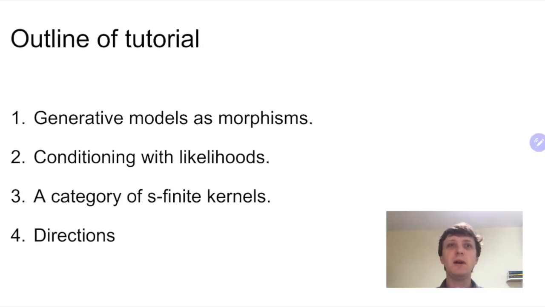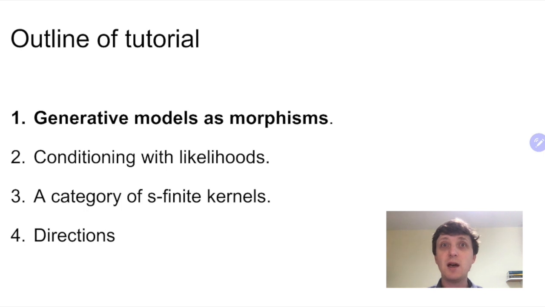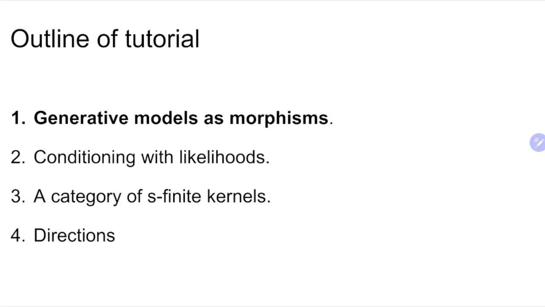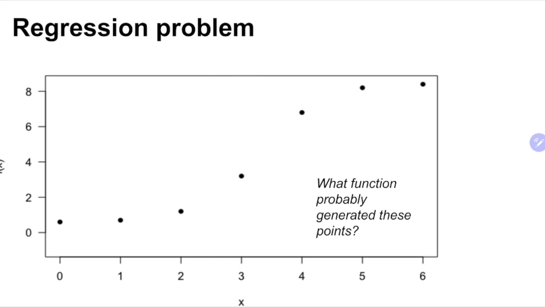So in this tutorial, I'm going to go through 4 different things. I'm going to focus to begin with just on generative models. And we'll see generative models from a categorical perspective in terms of morphisms. I'll then talk about conditioning with likelihoods, and I'll talk then finally about a category of S-finite kernels, which I think is a very good foundation for probabilistic programming. So let's start with talking about generative models as morphisms.